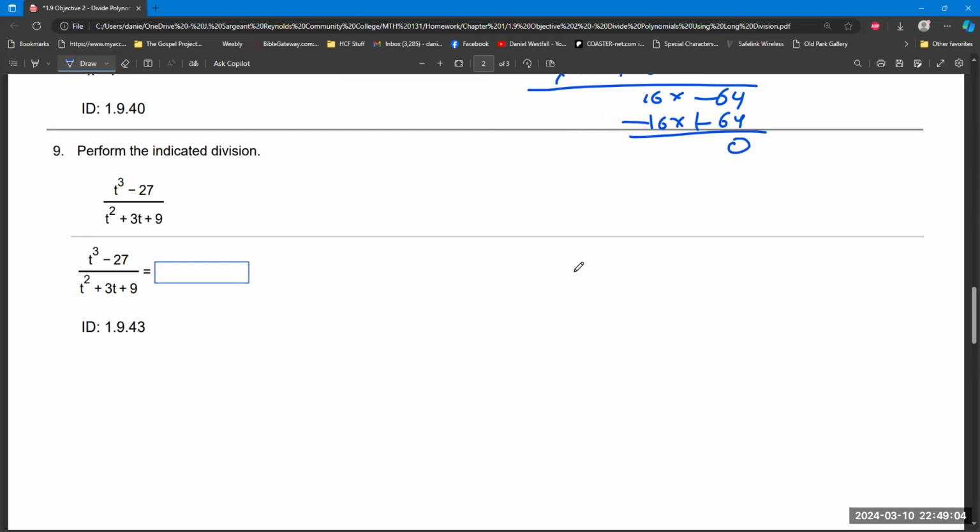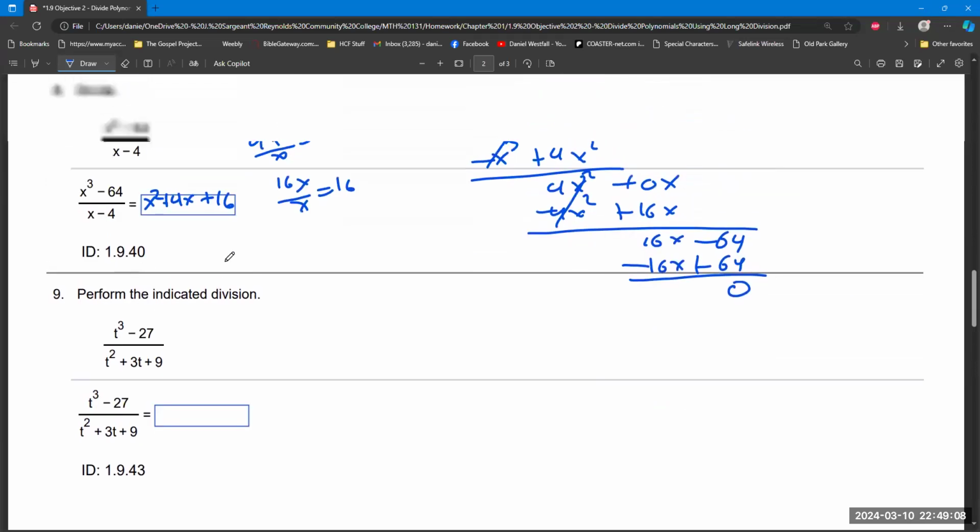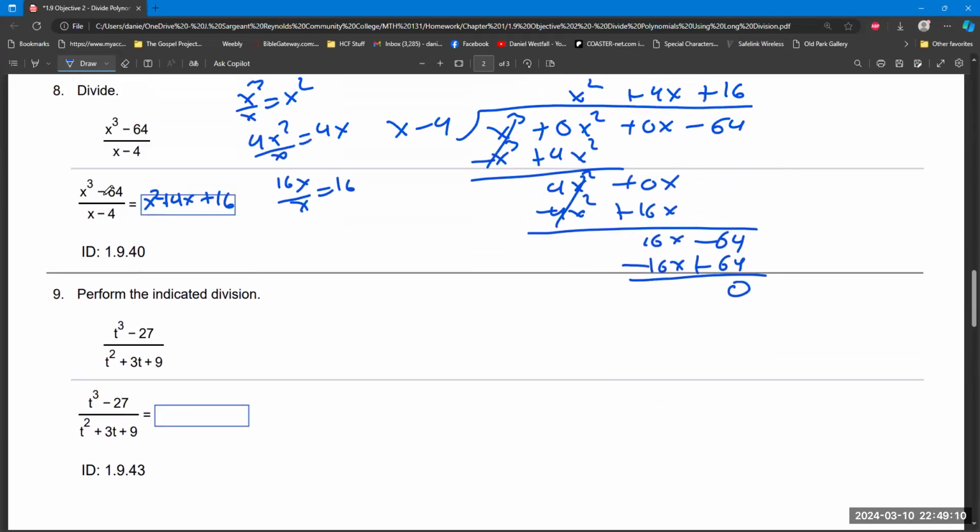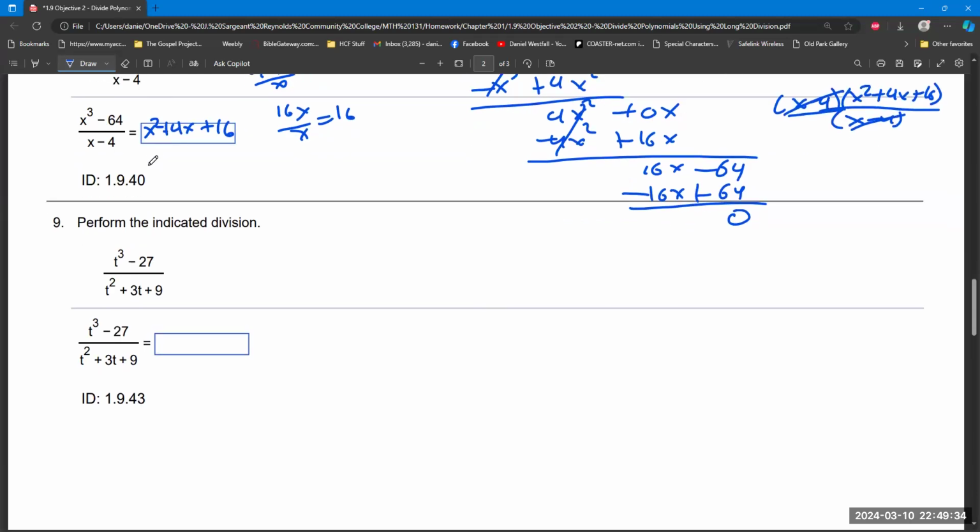If we know how to do some factoring, we might have been able to figure that one out up there as well, because that was a difference of cubes that would have factored into x minus 4 times x squared plus 4x plus 16 over x minus 4. And there's nothing wrong with factoring and canceling out the common factor to do your division. It's completely legitimate.